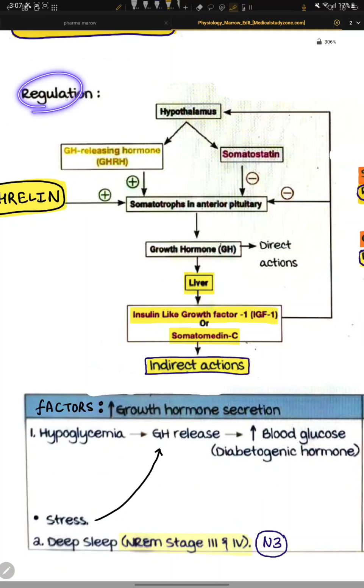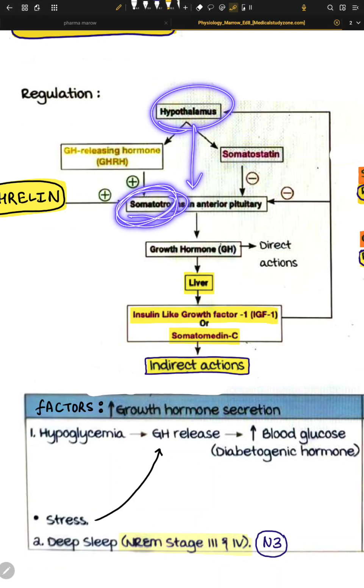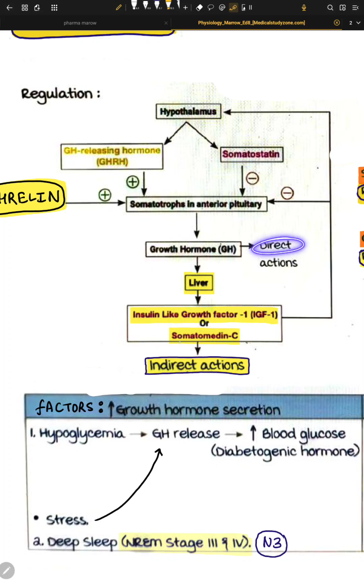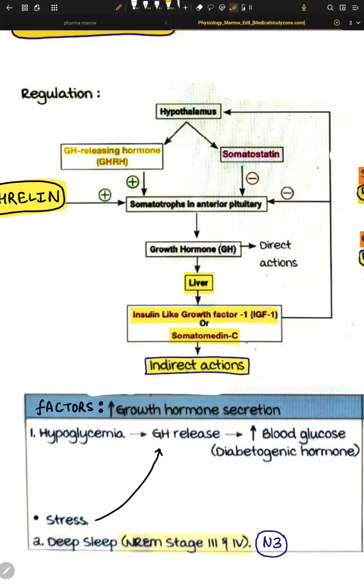So growth hormone is regulated by the hypothalamus, of course. The hypothalamus gives a positive signal to somatotrophs. Somatotrophs make GH in the anterior pituitary, and then growth hormone is secreted. Growth hormone has two actions, one direct and the other indirect. Why does growth hormone have two actions? Why direct, why indirect, why not just one direct?